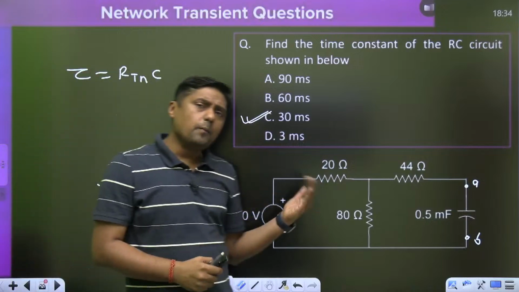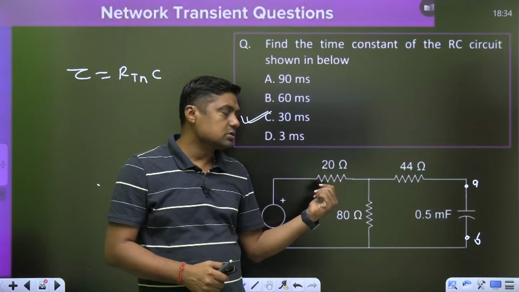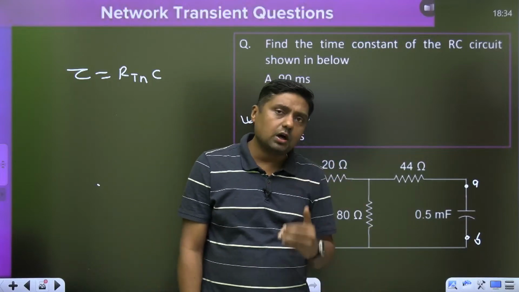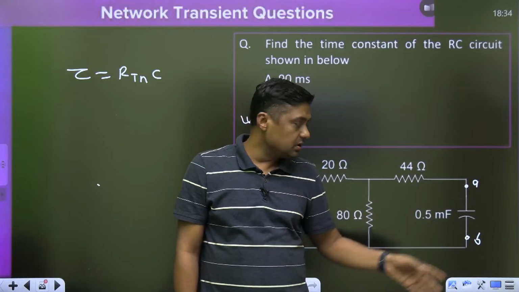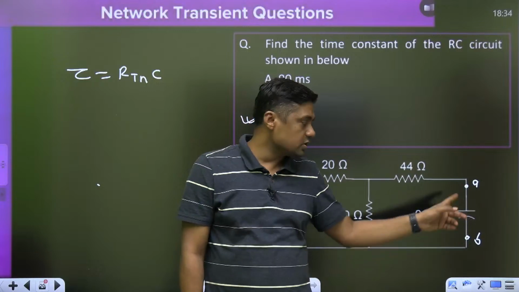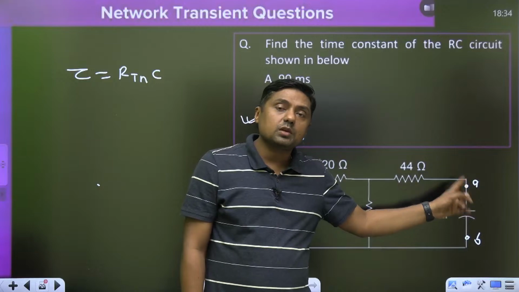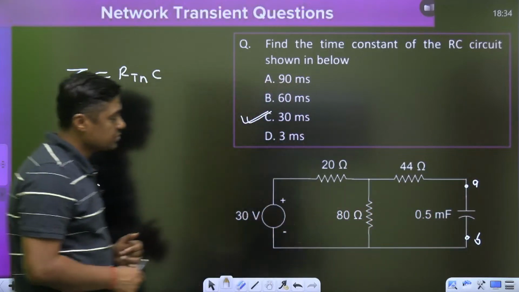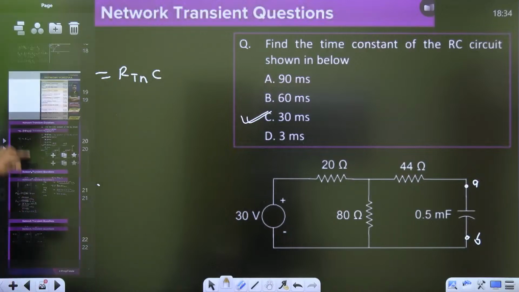In some competitive exams, they will ask very simple questions like this. Find the time constant. Whether it is dependent sources or independent sources, if only one capacitor is connected and you have to find the Thevenin's, you have to find the time constant. First of all, remove the C and find the RTH across terminals A and B, and then you can find the time constant. That is a very simple question. 30 millisecond. Now this is one type of question.